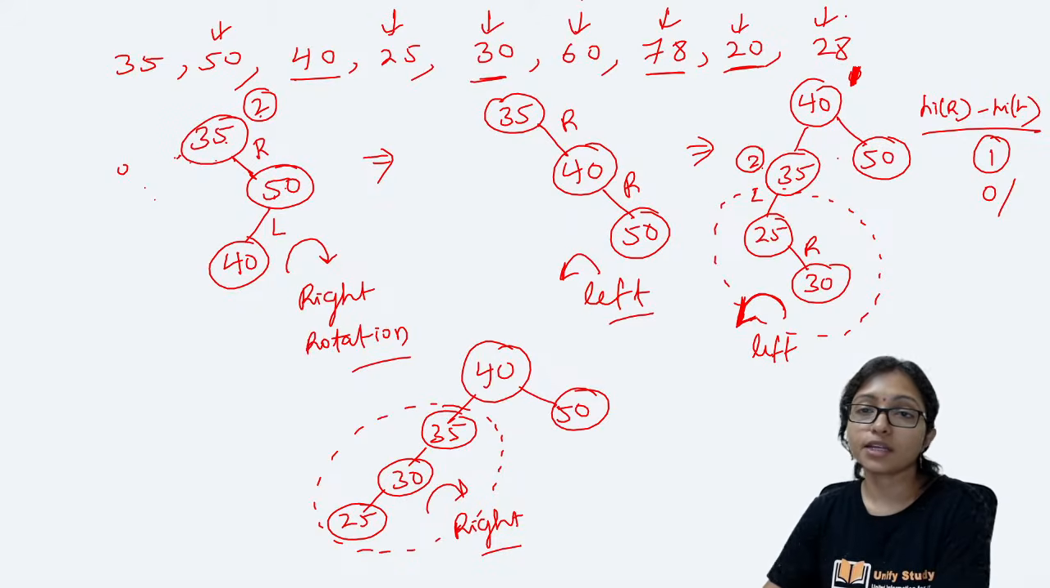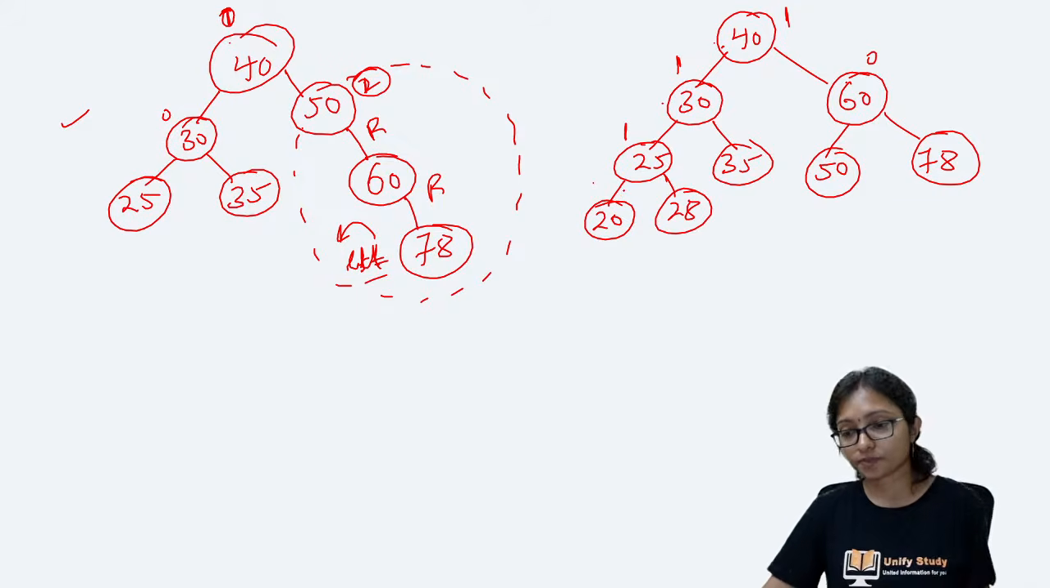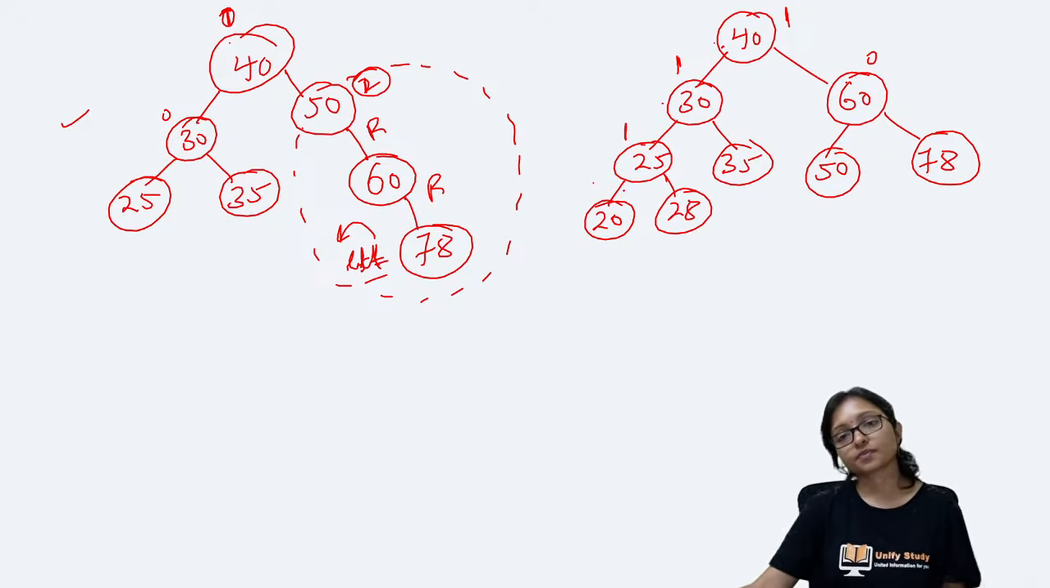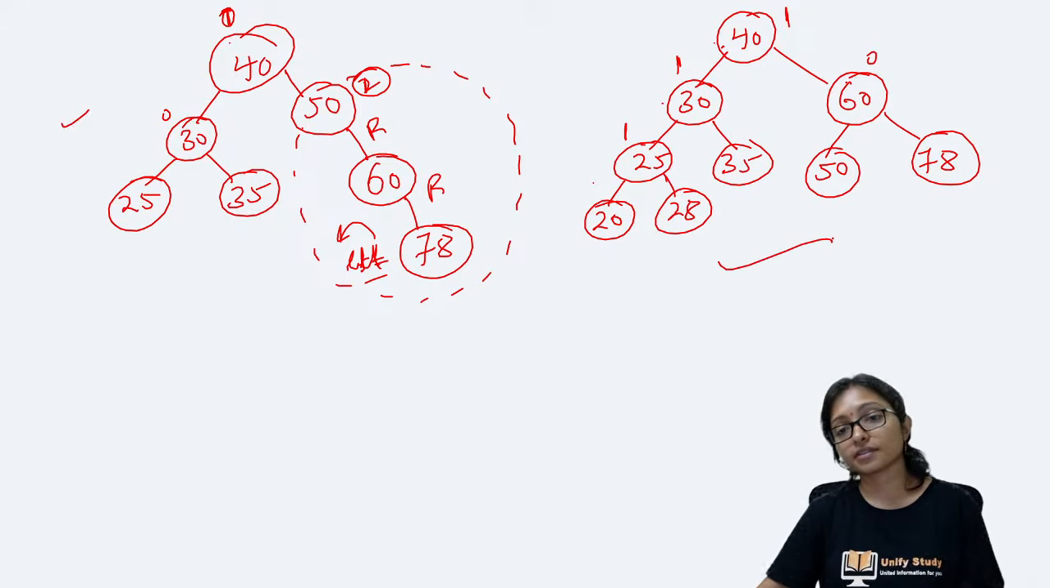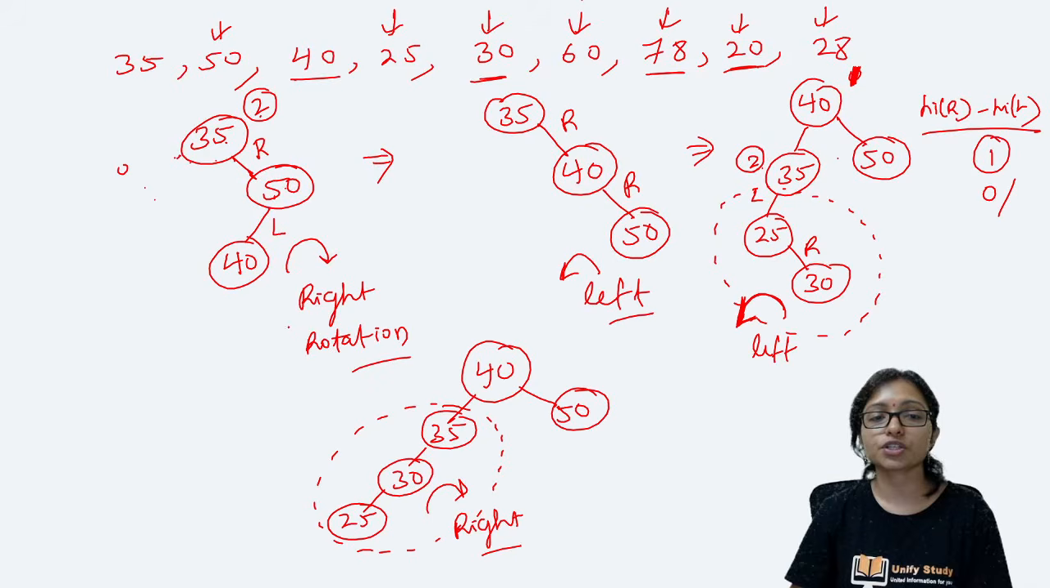Now you can see I need to insert 28. So where can I insert 28? 28 I can insert here. There is also no problem. Now it's done. Your tree is done. Now count how many times left rotation, right rotation.